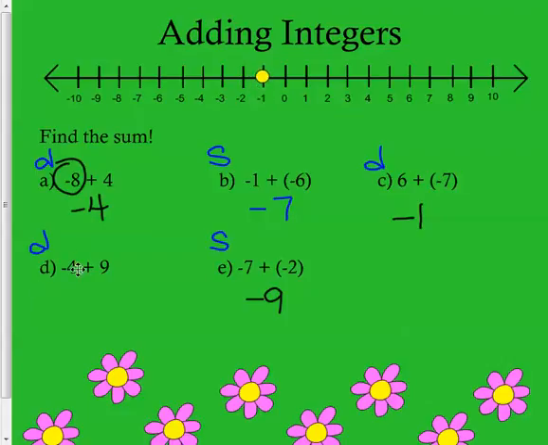Over here, who's got the bigger absolute value? -4 or +9? +9 is further from 0, so my sign is going to be positive, and I go back 1, 2, 3, 4, because 9 minus 4 is 5. Do I need this plus sign in front of the 5? No, because we assume that it's positive.